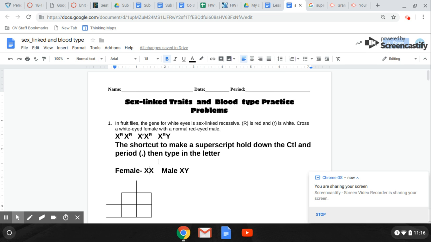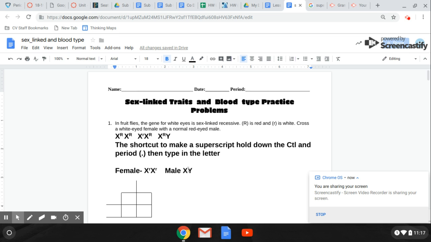Now we have to add in that our female is white-eyed, and we're going to represent that by typing in that lowercase r. The reason why we're going to type in a lowercase r is because the female has white eyes, and the only way for this female to have white eyes is if it has two lowercase r's. That's one of the things that we mentioned in our cheat sheet. So you're going to go Control period, and then type in the R. I'm going to do the same thing here: Control period, type in that R, and that would be for my female.